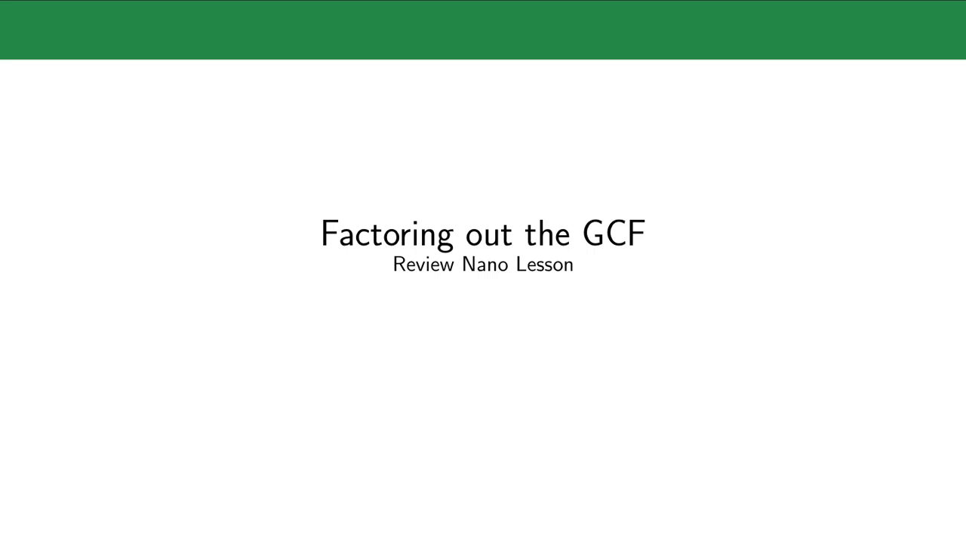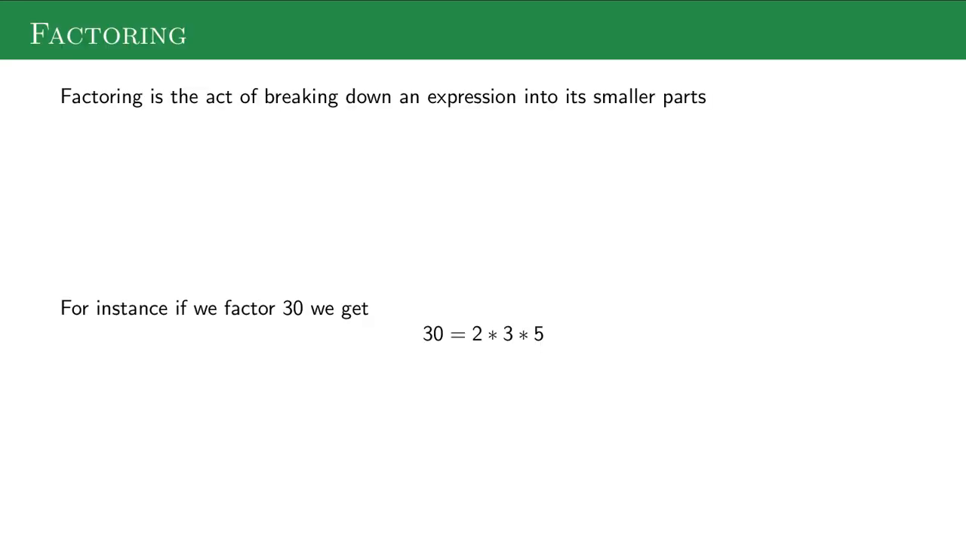In this video, we're going to start reviewing factoring by reviewing the first process, which is factoring out the greatest common factor. Factoring is just the act of breaking down an expression into smaller parts. So we can factor just numbers like 30. We can break it down to a 2, a 3, and a 5. When we multiply all these together, we get 30. And these are smaller parts. I can't break 2, 3, or 5 down because they're prime numbers.